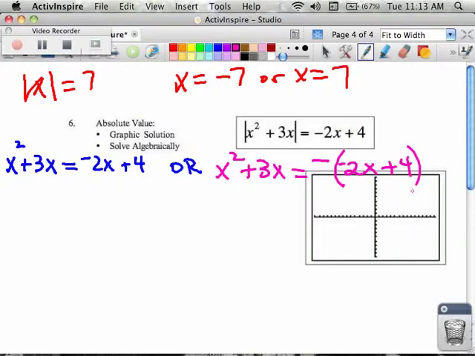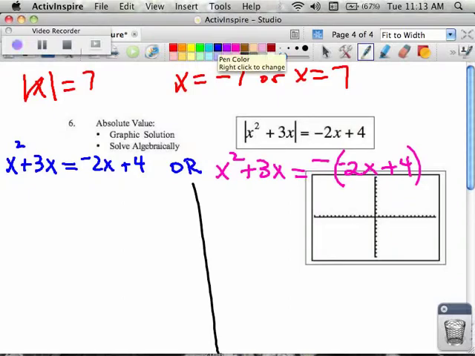That's how absolute value works, because it's talking about a distance from a center. So what I do is I solve two equations. And when I solve those two equations, then I get my answers. So let's look at the blue. I'm looking at the blue, and I want to solve this.